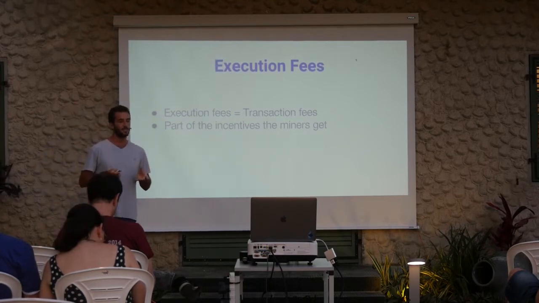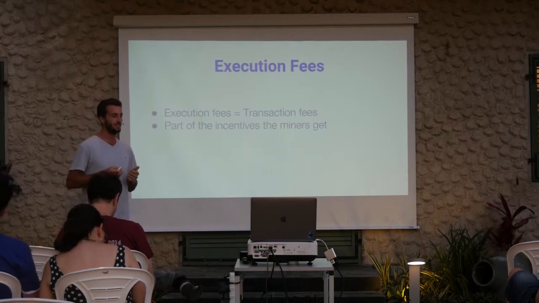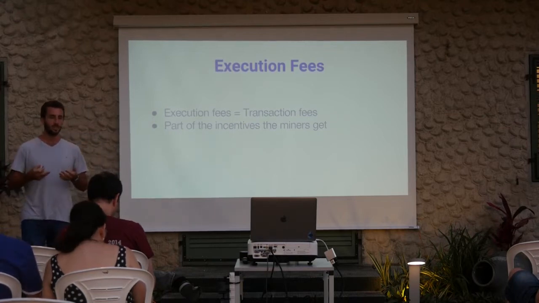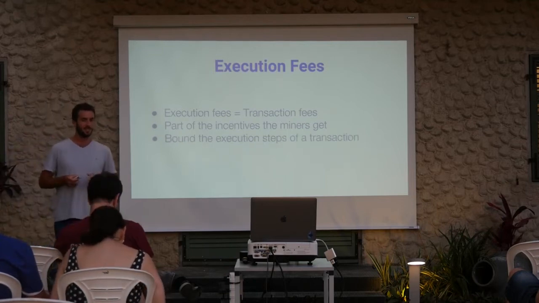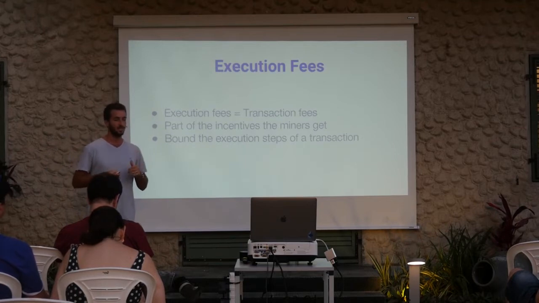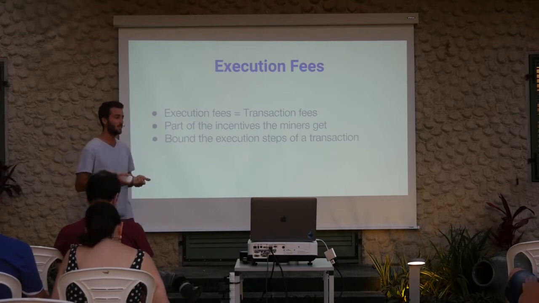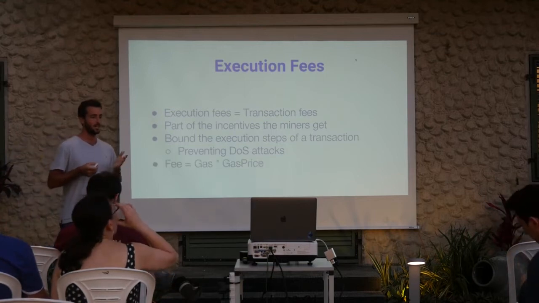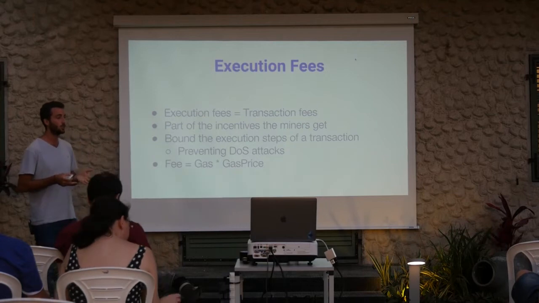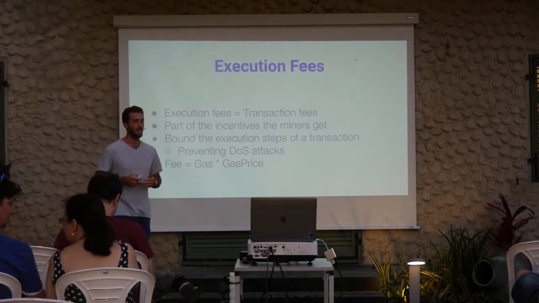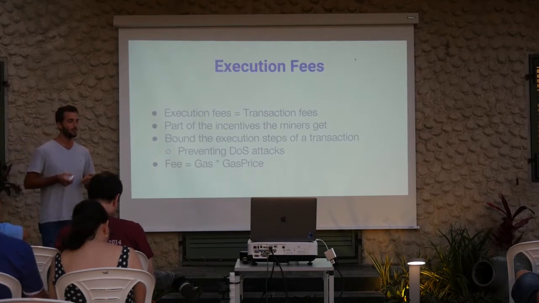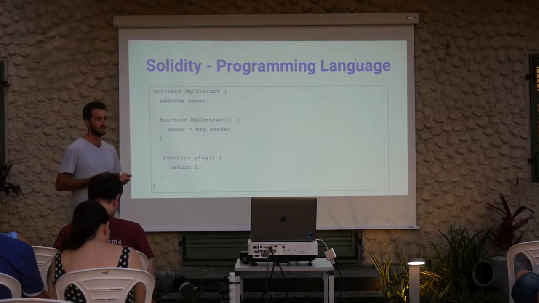The execution fees are part of the incentives that miners get. Those miners take the smart contract, take the code, and run the functions that we want to invoke. Those transactions are also bound by the execution fees. So when we send a transaction, we also need to tell the network how much we want to pay, and we do that with gas and gas price. Gas, also known as gas limit, is just a number, and the gas price is a price for each gas unit in Ether. Also, those execution fees prevent denial of service attacks.